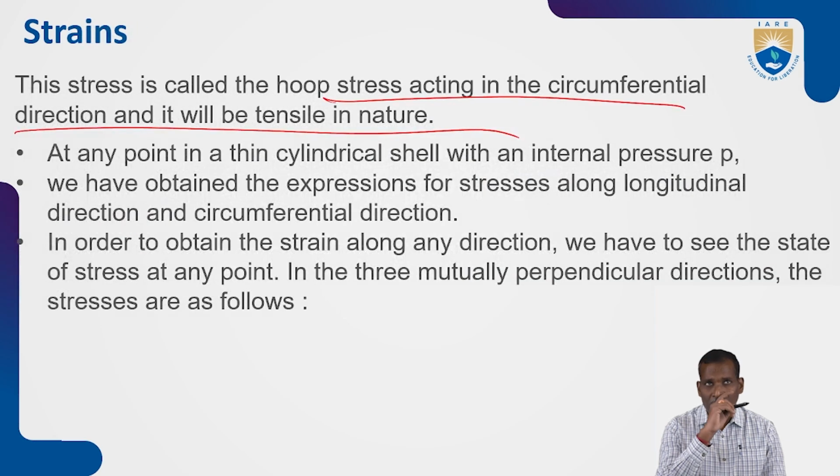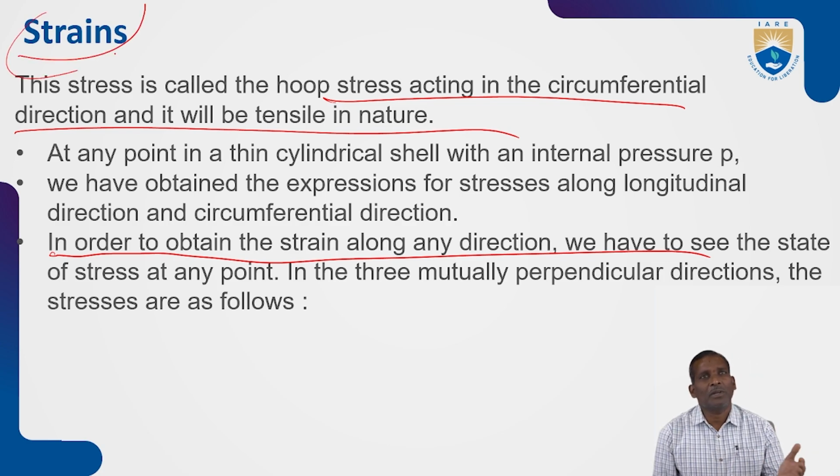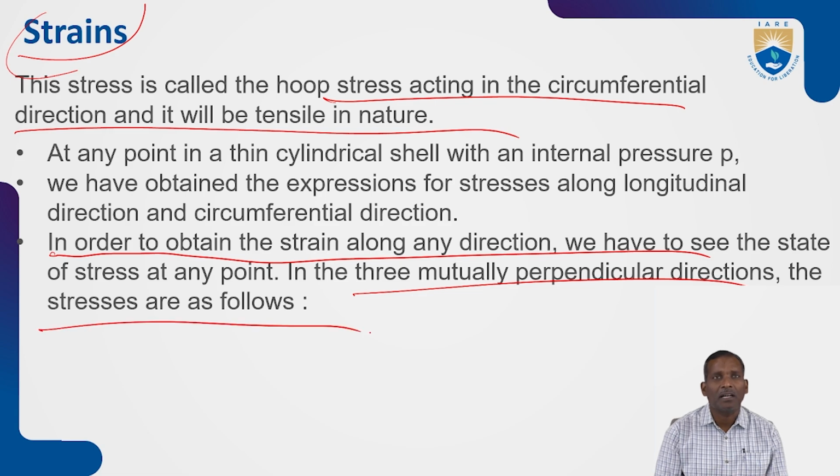So now, at any point in a thin cylindrical shell with an internal pressure P, we have obtained an expression for stresses along the longitudinal direction and circumferential direction. Now, in order to obtain the strain along any direction, stresses we have already calculated. We have to see the state of stress at any point in the three mutually perpendicular directions. The stresses are as follows.